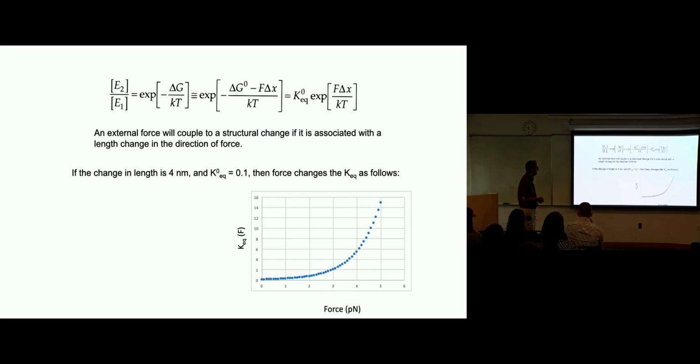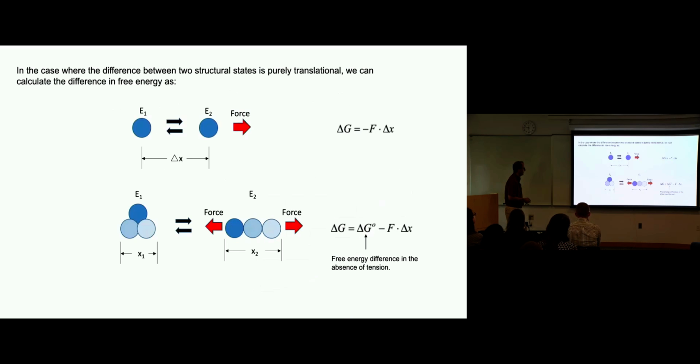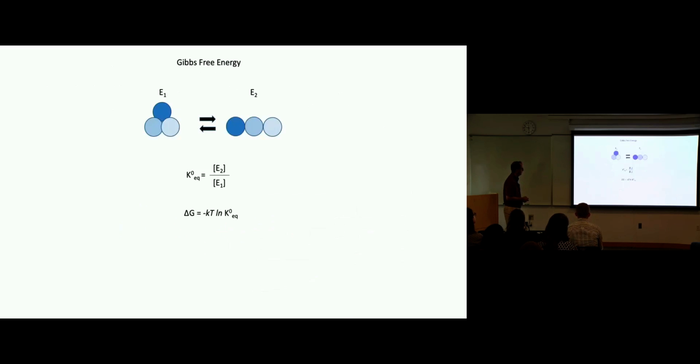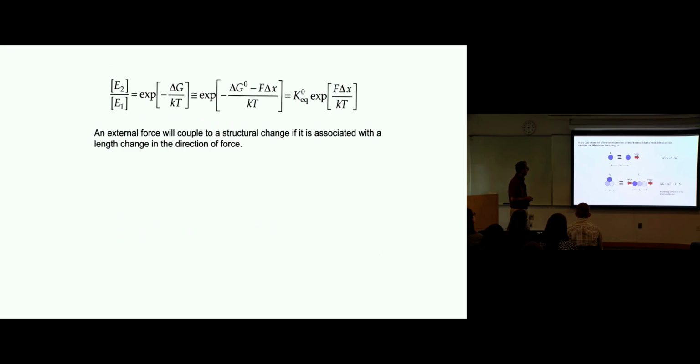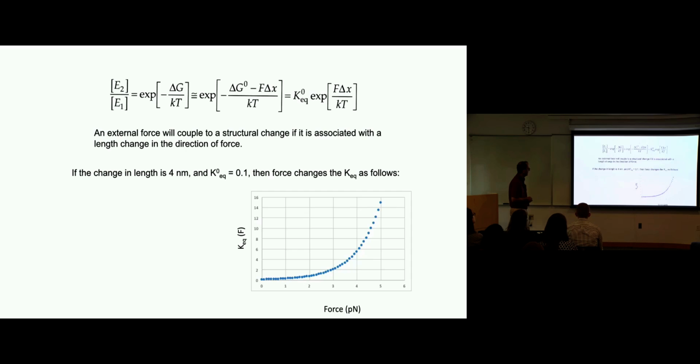So now we can do some really simple back of the envelope calculations. So let's say this equilibrium constant was 0.1, right? So just very rarely we were here, okay? Most of the time we were here, right? Say it's 1 to 10, that would be 0.1, okay? So now let's do something. Let's say that length change for opening is 4 nanometers. The equilibrium constant in the absence of load was 0.1. How does force change the equilibrium constant?